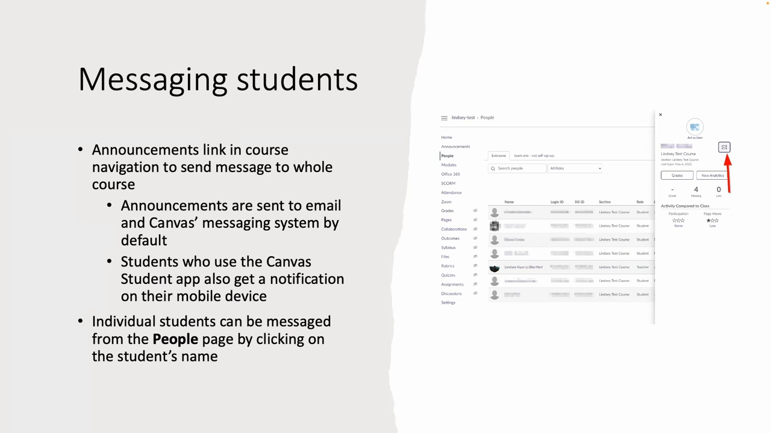Also, the good thing about announcements is that if you send it out through announcements, that message will always live in your announcements area. So students can also click on the announcements link and see any communications you have sent out. So less excuses for them if they say they didn't get the email, because it's on the announcements link. Also, if your students are using the Canvas student app and have notifications enabled, they will get a little ping notification every time you send a message out to your class. So that's the main way to send a message out to your students in the course: through the announcements link. For individual students, you use the people link and click on their name.